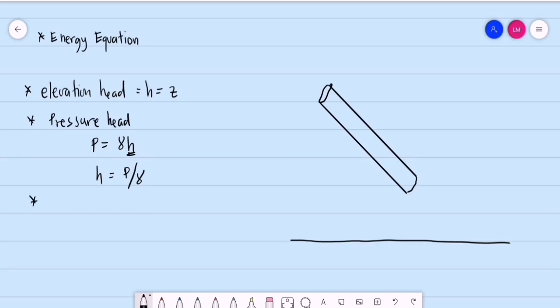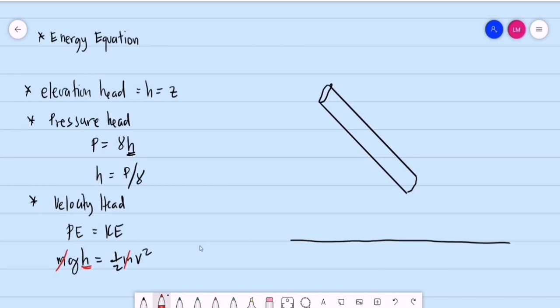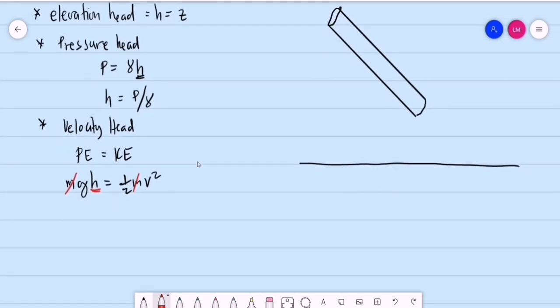Then the third one is the velocity head. For velocity head, that is from potential energy to kinetic energy. So what is the equivalent of potential energy? This is the mass times acceleration due to gravity times the height, equal to kinetic energy. This is 1/2 of mass times the velocity squared. We are cancelling mass. Then we equate this to h. So what will be the equivalent? The velocity head is h equal to v squared divided by 2g. So these are the three energy heads.